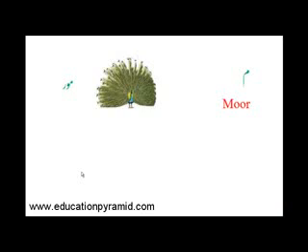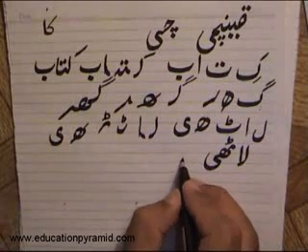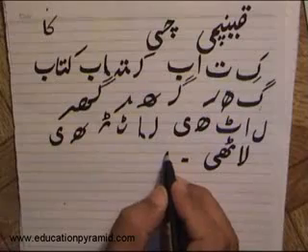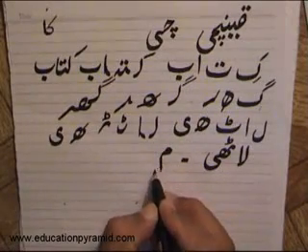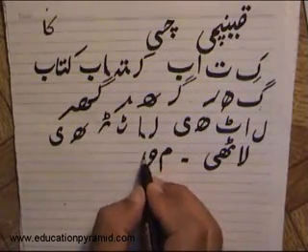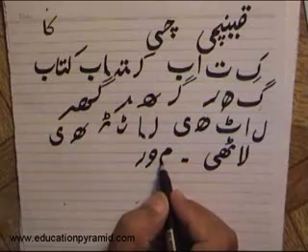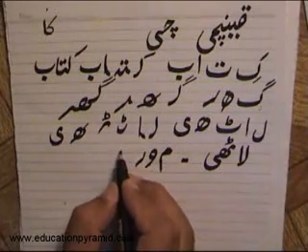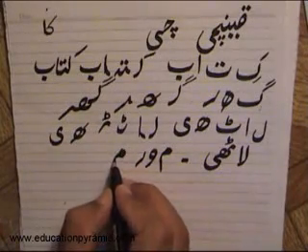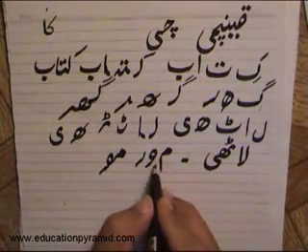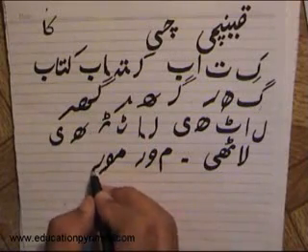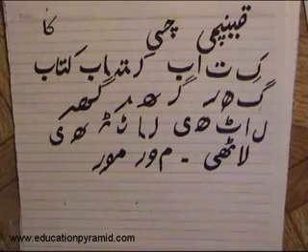Meem, mor, peacock. In mor we have meem, waw, and re. Meem is the only connector here. So we write meem in the initial position and connect it with waw. There is a break and re will take the independent position.